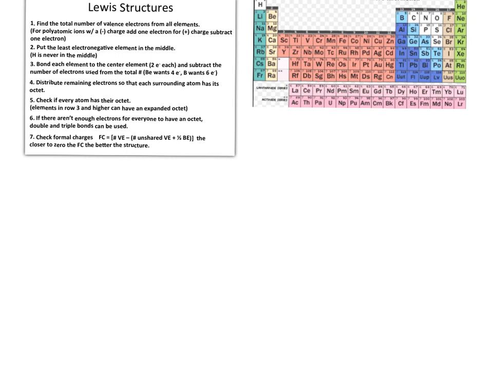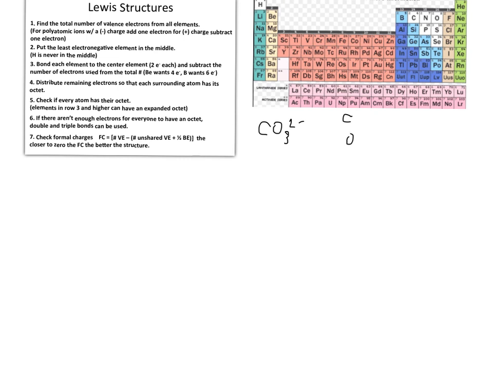So what we're going to do is look at a more complicated example. We're going to look at the polyatomic ion, CO3 2-, or carbonate, as you guys may know it. And we're going to just follow our steps. First thing we need to do is find our valence electrons.